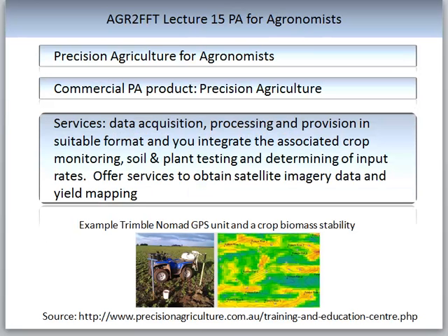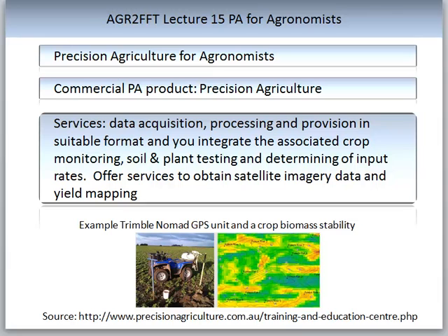The first case study I'm going to start with is precision agriculture for agronomists. I'm going to introduce a commercial precision agricultural product. This is an example of a Trimble Nomad GPS unit with a crop biomass stability map that was made with the aid of the GPS unit and crop biomass data.